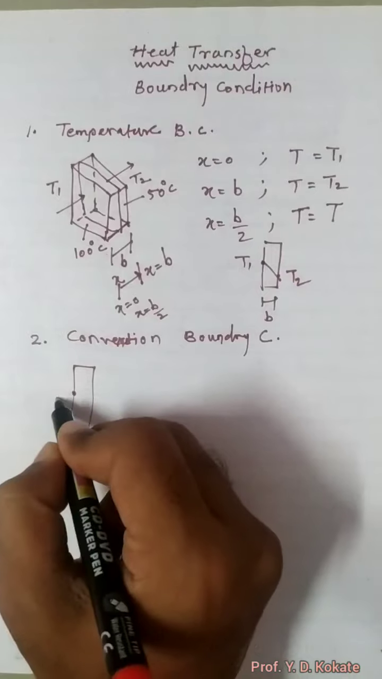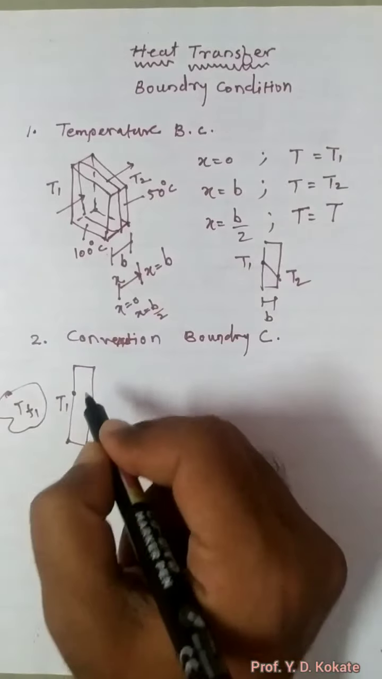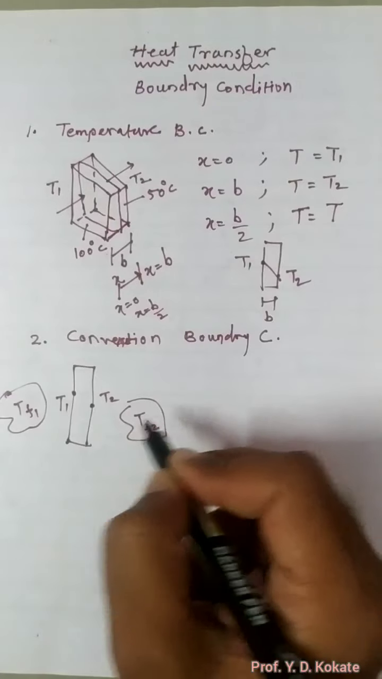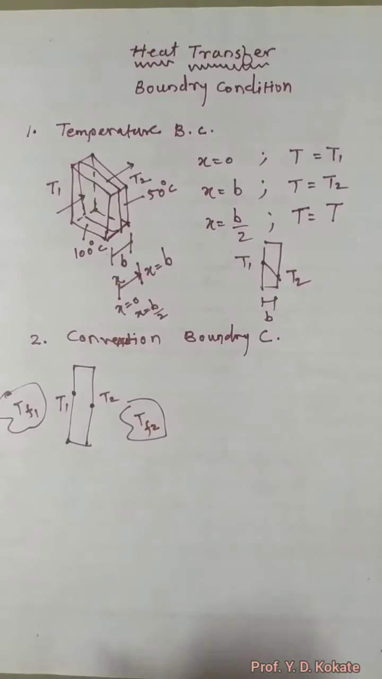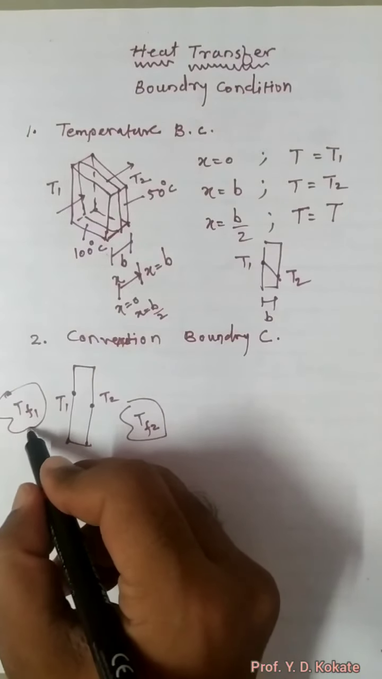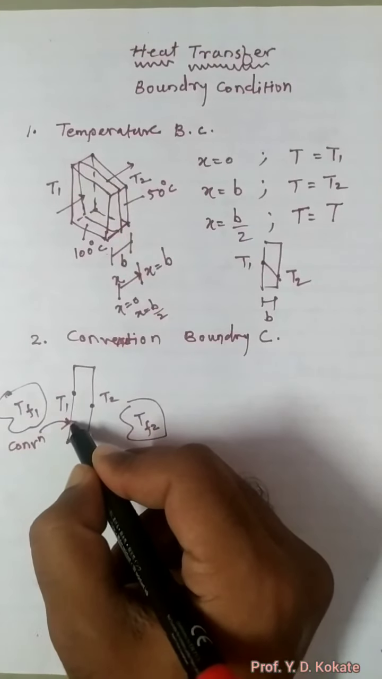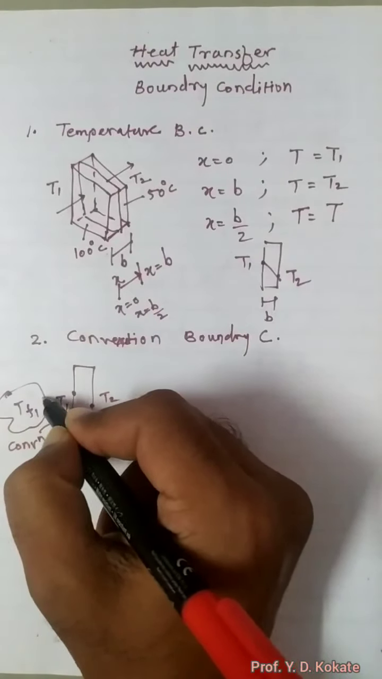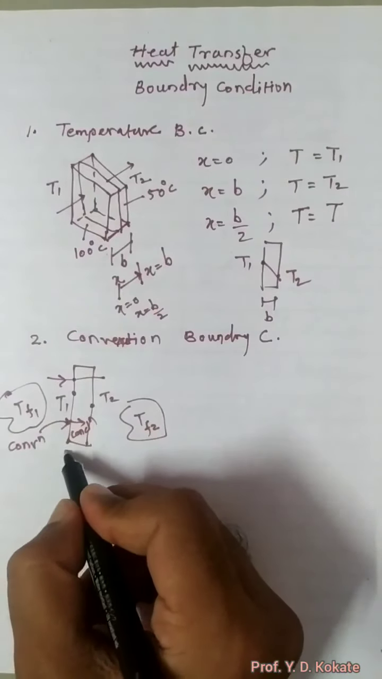This is the T1 temperature of the surface, and here there will be a fluid which has a temperature of TF1. Here the temperature is T2, and here the new fluid is in contact with the second surface, which has temperature T2, and the fluid temperature is TF2. So at that time what is the boundary condition? From here to the surface convection will take place, and through the surface conduction will take place. So on this edge, from this side convection will take place and from here conduction will take place.